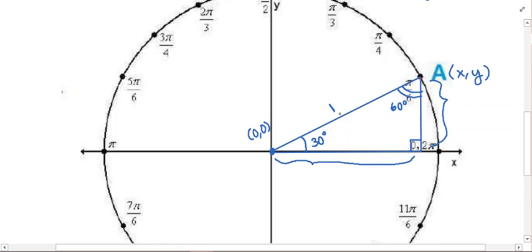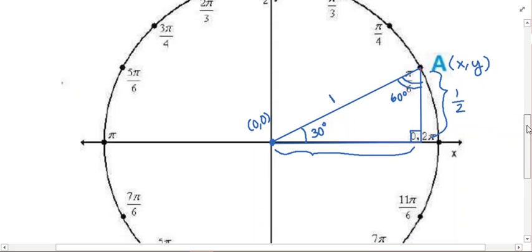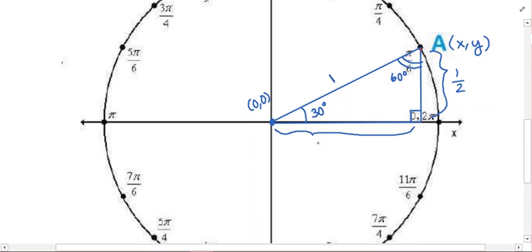Since the hypotenuse is 1, that tells us the length of the short side, the side across from the 30-degree angle, has to be 1/2. Again, you could look at it on the flip side. If you take the short side, which is 1/2, and you double it, you get 1, the length of the hypotenuse.